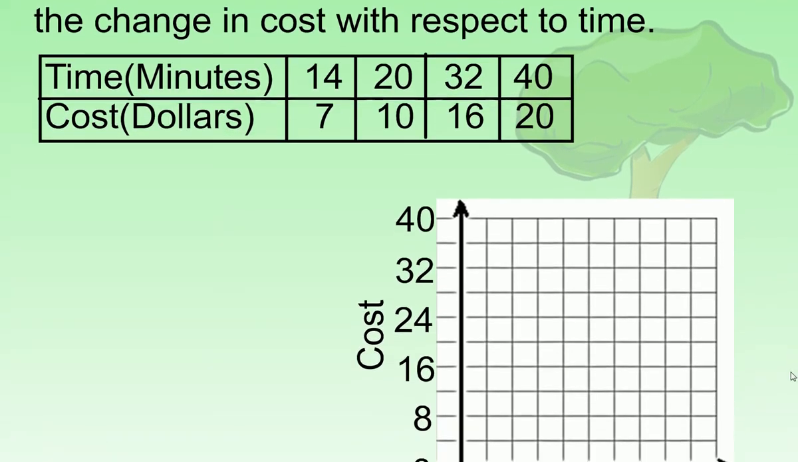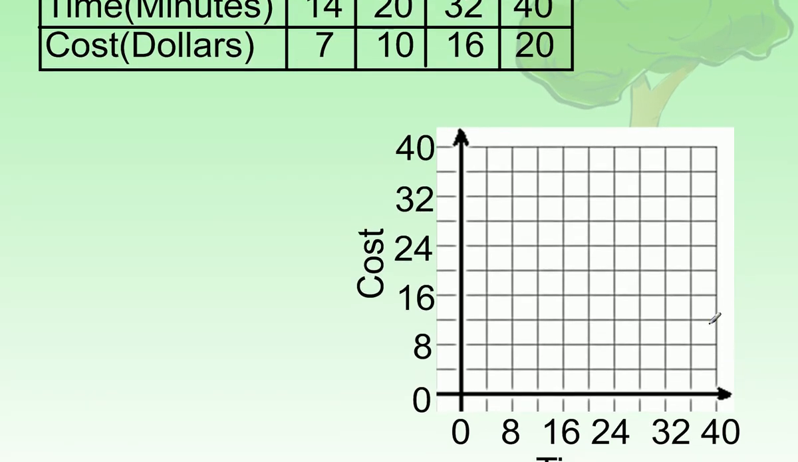Okay, so the first thing it said to do is graph the data. So we have a little chart here for us in our graph space. So I'm going to do that. So time of 14 minutes, cost of $7. So 14 minutes, let's see, this seems to be counting by 4s. So that's 4, so that would be 12. So 14 minutes would be here. And this is also counting by 4s. So $7 would be like, I don't know, here-ish. Okay. 20 minutes would be here. $10 would be halfway. So 20, 10.